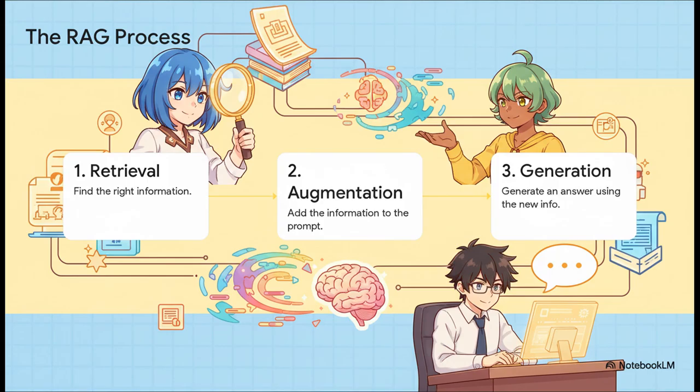It starts with retrieval, which is just a fancy word for finding the right information. Then comes augmentation, where we cleverly add that information to the AI's prompt, and it all ends with generation, where the AI uses all this great new context to come up with a really solid answer. Retrieve, augment, generate. That's it.